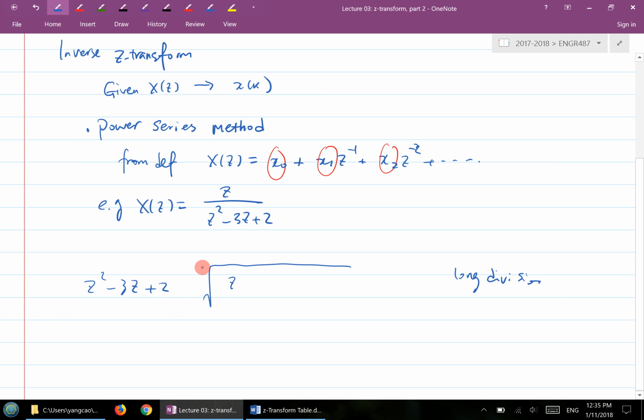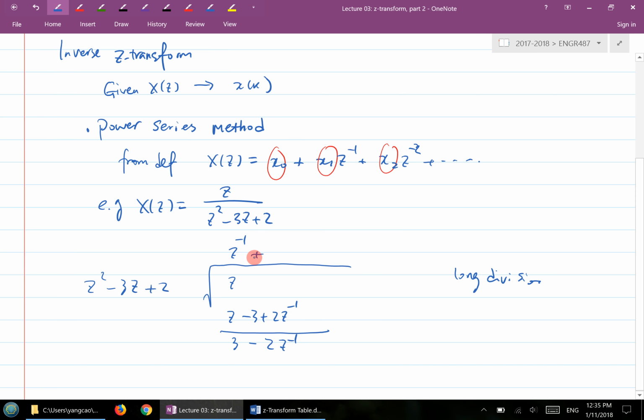Essentially, like a divided by b, you're looking for the quotient and the remainder, right? That's long division. In this case, to put something of the same order here, you need to multiply by z to the power -1. Multiply z to the power -1 with this expression, and you get z minus 3 plus 2 times z to the power -1, right? Then you use this minus that, and we get 3 minus 2z to the power -1. So let's keep going and do one more step.